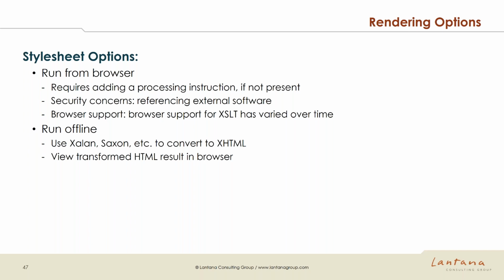Which is why it might not be a bad idea to consider that second option, which is running the style sheet offline. In this case, you would use one of many command line tools that are available, such as Xalan or Saxon. You can Google those names to download the software, and this way you can convert your CDA documents to HTML in advance. And then, since you've got HTML at that point, you can just open that in a browser all the time, because that's what web browsers do. They view HTML. All right, so next slide.